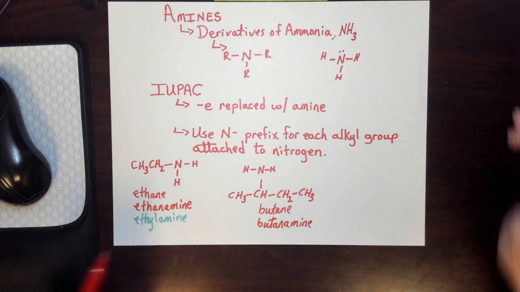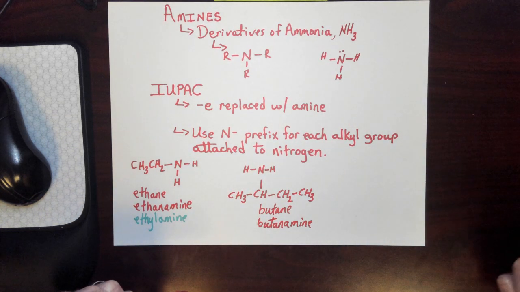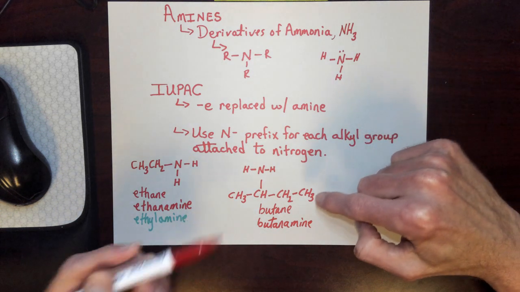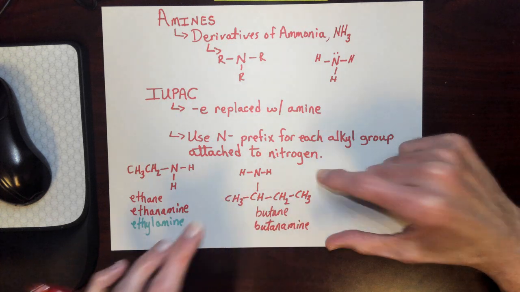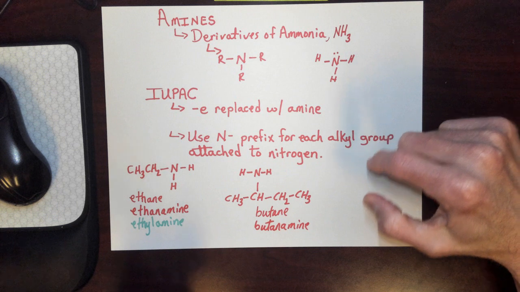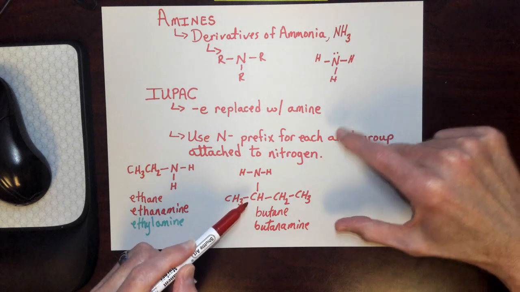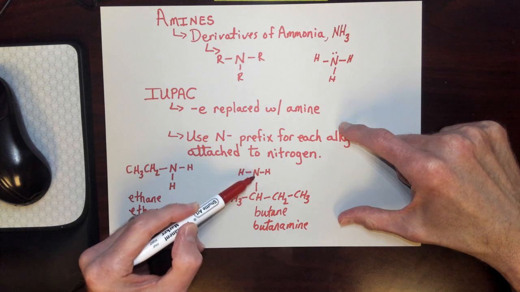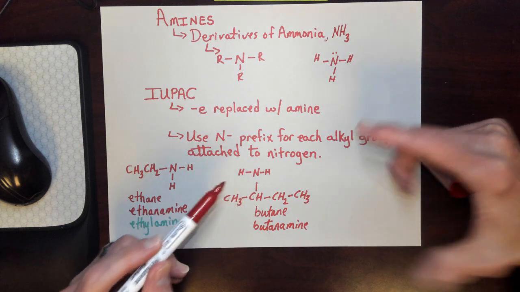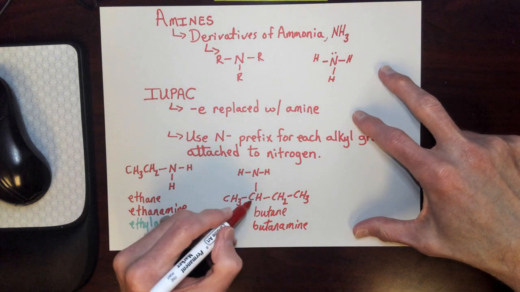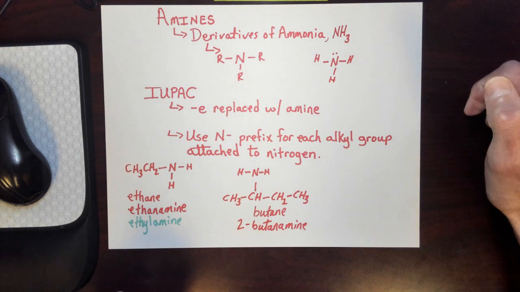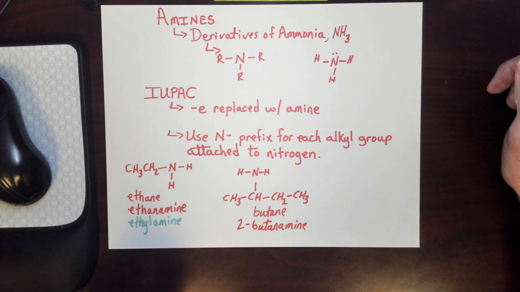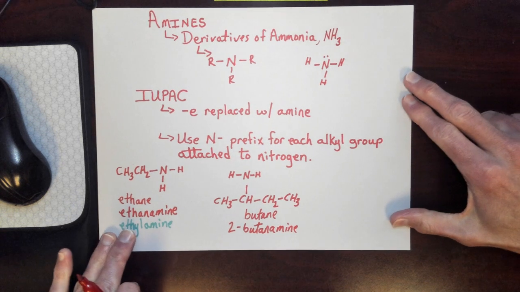Now there's one other characteristic we need to put here, and that is when this alkyl group attached is 3 or more carbons, we need to acknowledge which carbon the nitrogen is attached to. So we need to give that numerical location. Here this is carbon number 2. So we're going to call it 2-butanamine. Okay, well, let's try one more.